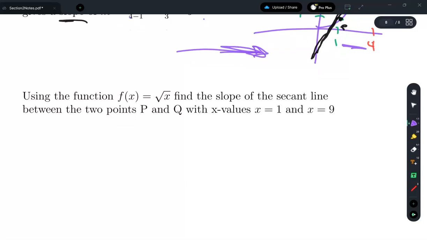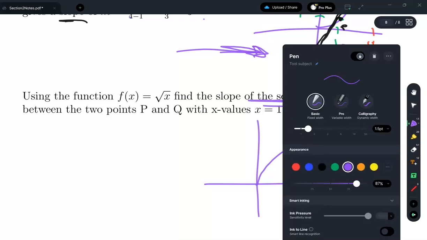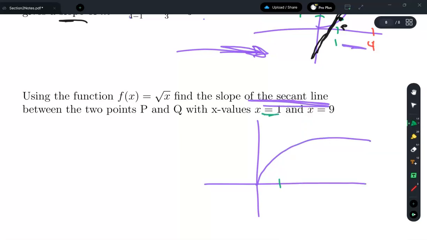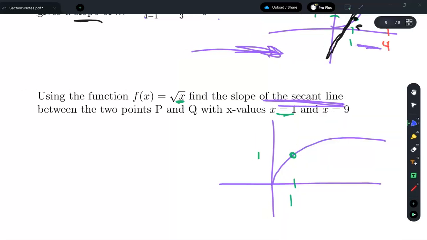So let's do this last one. I want to find the slope of the secant line. So I'm giving you 2 points. I'm just going to draw it here. And the first point they tell me is x equal 1. If x equal 1, how do I find the y value? I put it in, and that gives me y equal 1. Okay, so then the other point is x equal 9. How do I find out what the y value is? Oh, I put it into here, and that gives me a y value of 3, right?